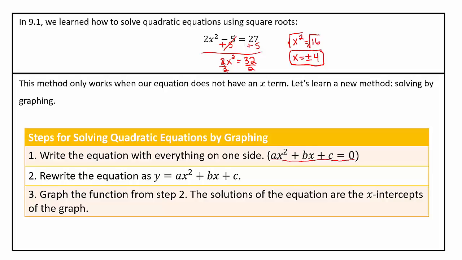So when we have a regular x somewhere in our problem, now all of a sudden, if I try to get my x's by themselves and then try to square root, I have too many x's to deal with. So we go about this in a completely different way whenever there's both an x squared term and an x. And one of the methods that we can use is to solve by graphing.